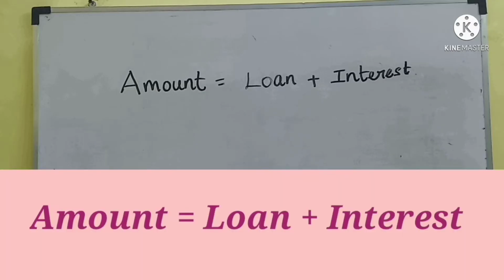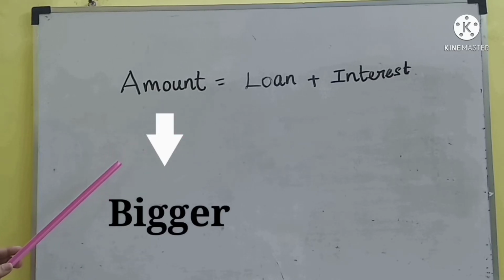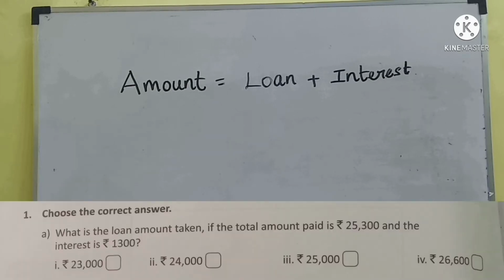Formula for finding amount: amount is equal to loan plus interest. So, comparing loan and interest, the value of amount is always bigger. Now, read the first question.